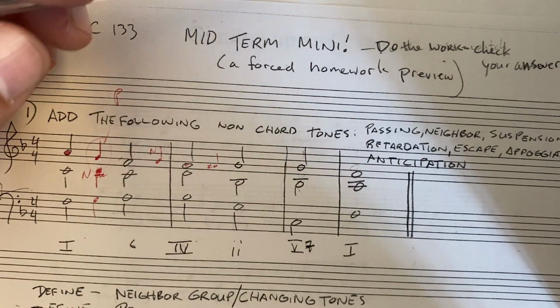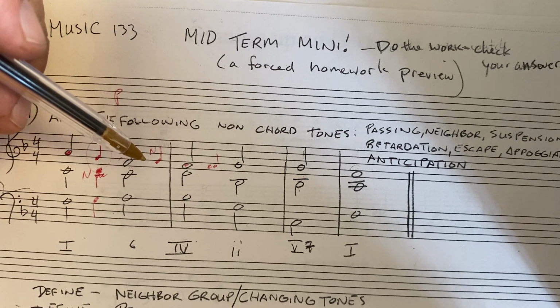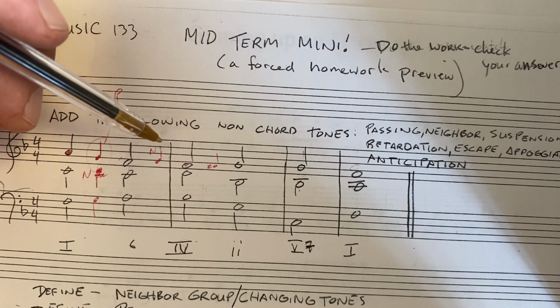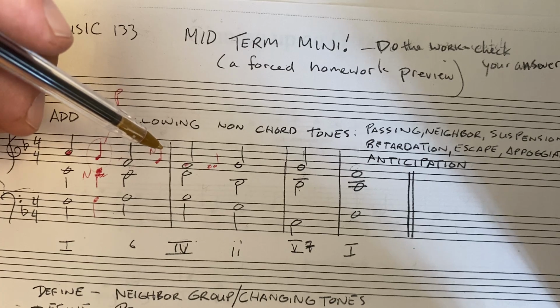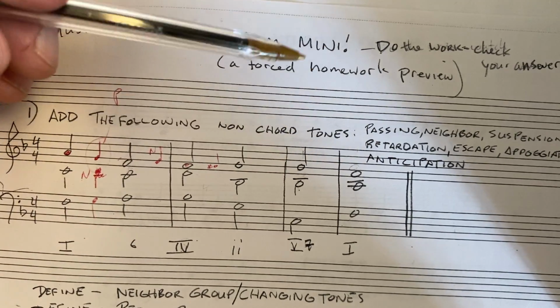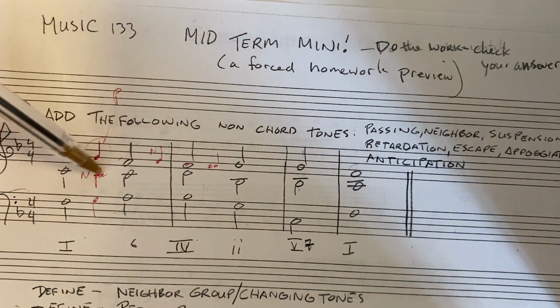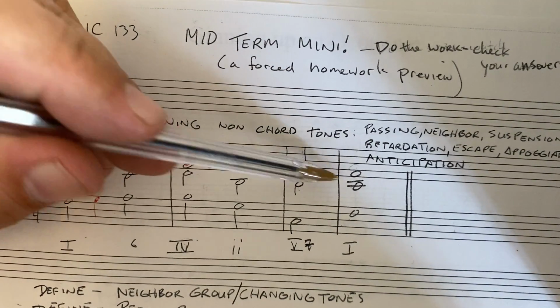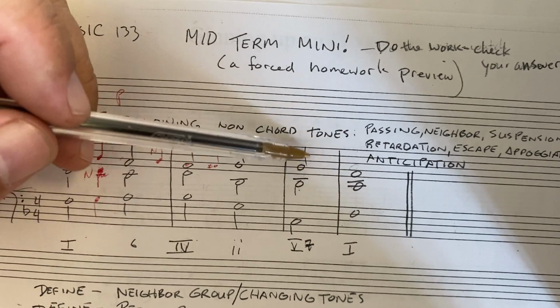Next one says suspension. That's the place where a note is held over and then steps down. There are less of those. Are there any? Well, there's one right there, right? See how it steps down like that? Does the alto ever step down? It does right there as well. So these are the two places where you can put suspensions.